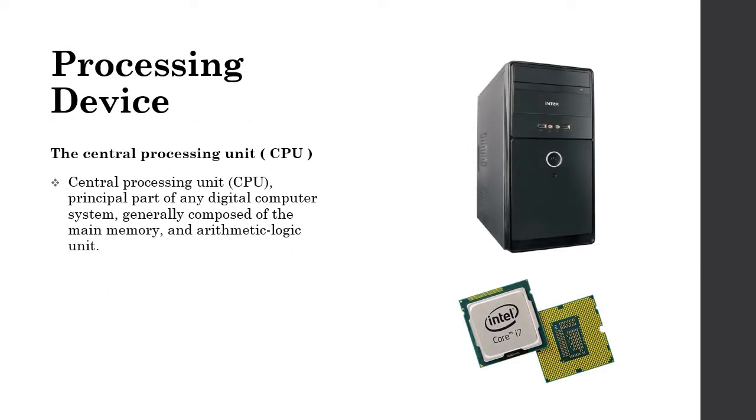Processing device. What is the processing device? The central processing unit, the CPU, is the processing device. The CPU carries out the instructions of a computer program, and it runs the operating system and applications. The CPU is concerned with receiving input from the user, and it is also called a processor. It's like the brain of the computer. Here you can see a picture of a CPU.